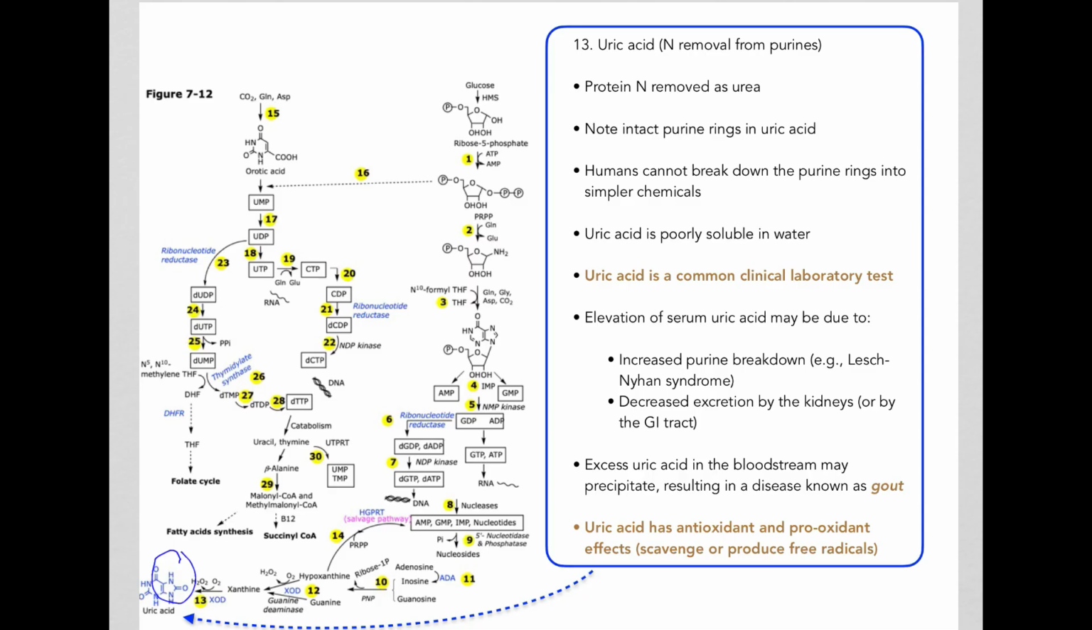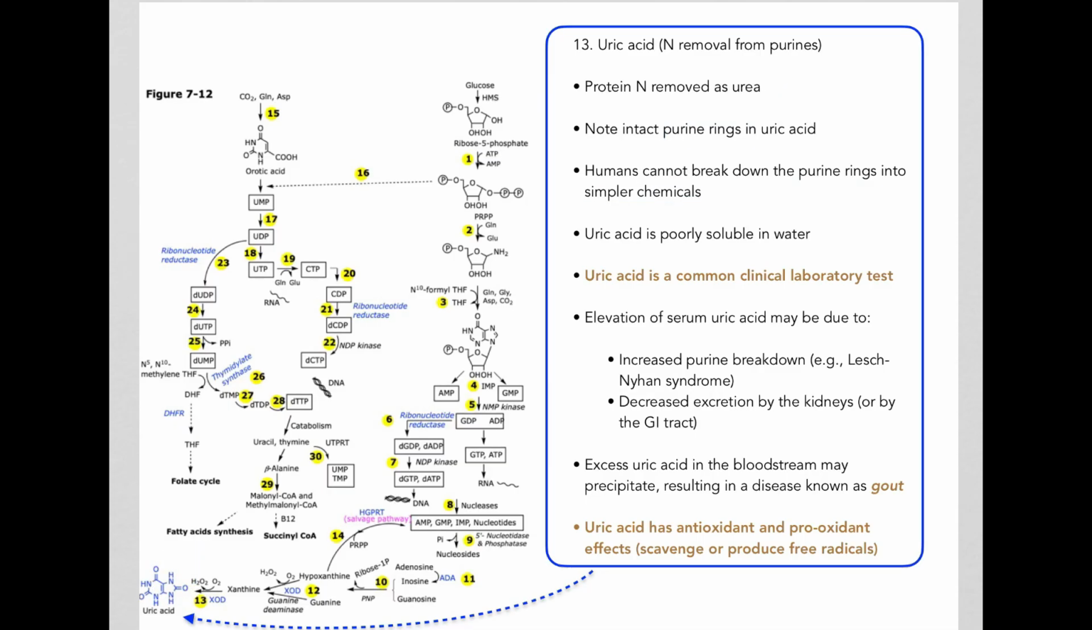A few words about uric acid. Remember that the nitrogen of amino acids of proteins is removed in the urine as urea, but the purine nucleotide nitrogen is removed as uric acid. Note that the purine ring is still intact in uric acid. So humans cannot break down the purine rings into simpler chemicals.